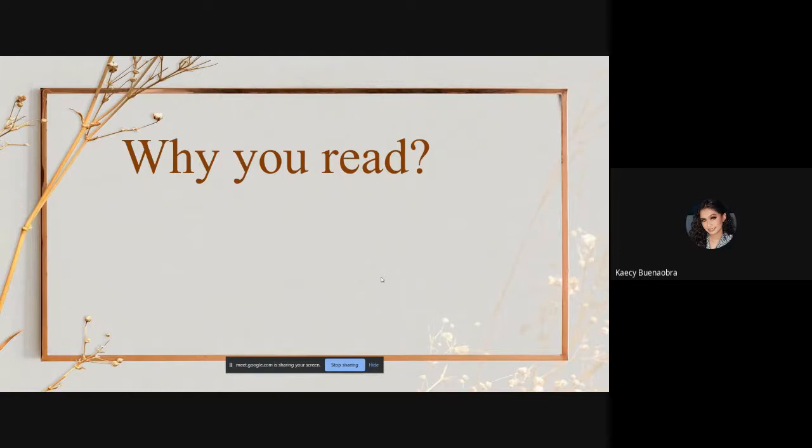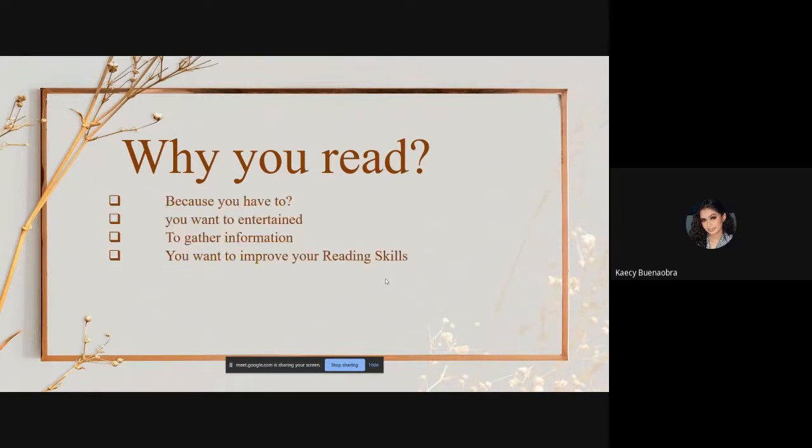So there are a lot of reasons why we are reading, right, class? Some are because you have to. Maybe you want to be entertained, or you want to gather more information, or maybe you want to improve your reading skills. We all know, class, that reading helps us a lot when it comes to improving our skills and vocabulary. So right now, we are going to find out what those reading styles are and how they are used.